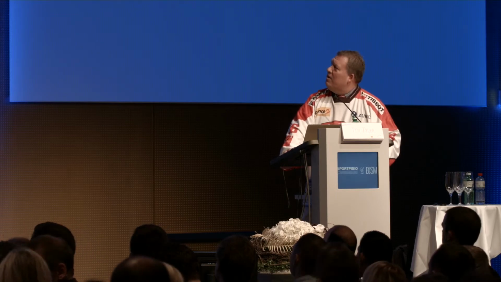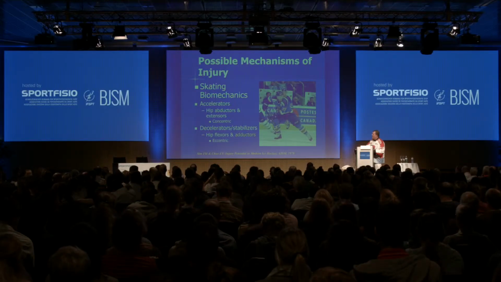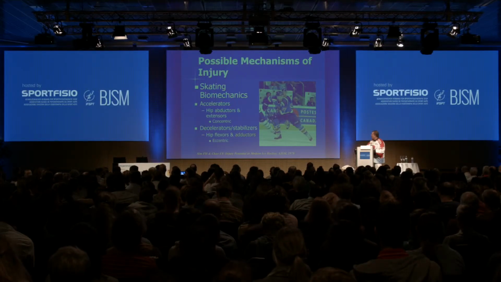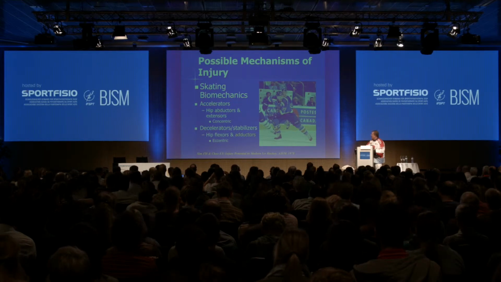Now, despite the best prevention techniques, injuries do occur, and at our institute, we have to deal with these. A possible mechanism of these injuries for ice hockey players is that ice hockey involves the skating stride, where we lengthen those adductors strongly with those hip abductors and extensors concentrically, and to decelerate that leg, we need to decelerate that with our adductors and our hip flexors.